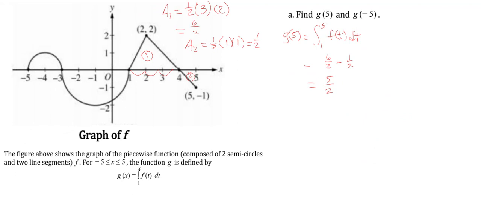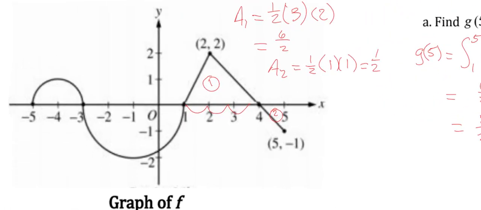Now let's take a look at the second piece of that. Now we're going to find g of -5. This one's going to be slightly different because we have our 2 semicircles here. We're going to start here at 1, and roll our function out to the left. So we're starting on the right and moving to the left. First, let's just calculate the areas of each one of our semicircles. I'm going to call this semicircle 3 and this area over here 4.